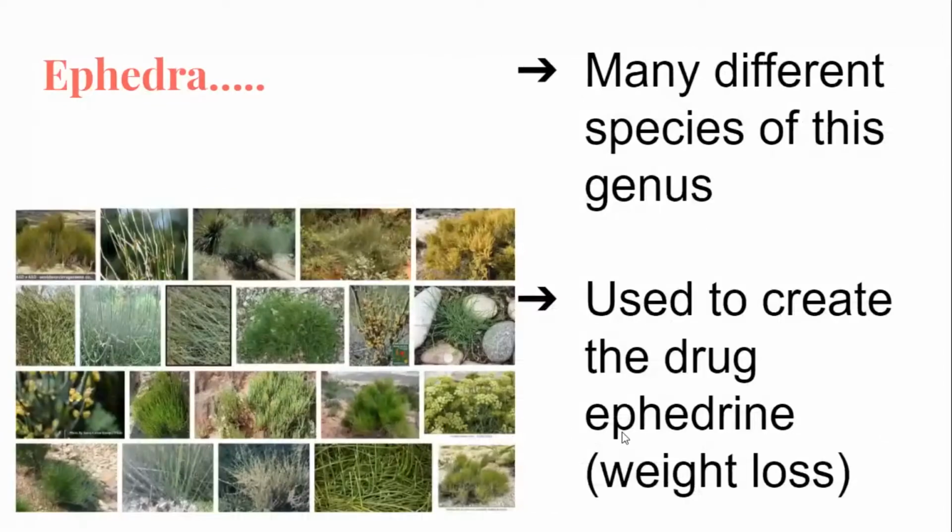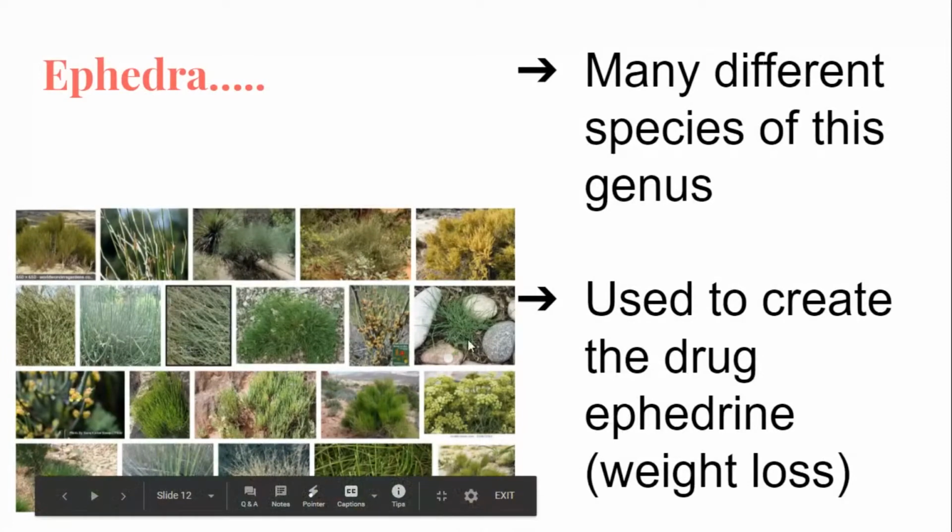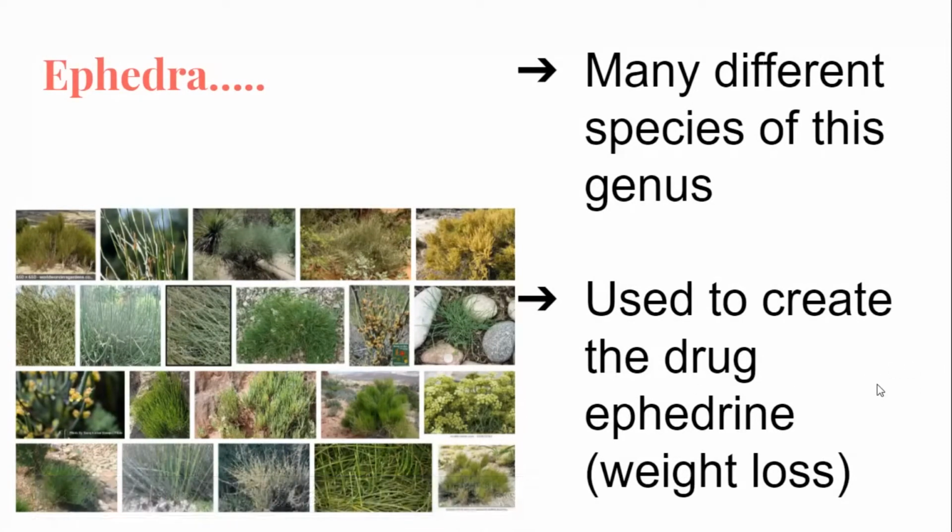And the last example is called ephedra. So there are many different species of ephedra, which you can see right here in all these pictures. But they're used to create drugs such as ephedrine, which is a weight loss drug, and multiple other things. Now that I have finished with the gymnosperms, we are going to stop this lesson part 1, the Intro to Plants part 1 here, and I will continue with angiosperms in the next lesson.